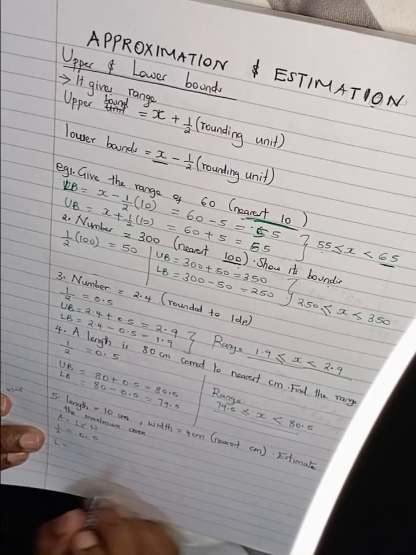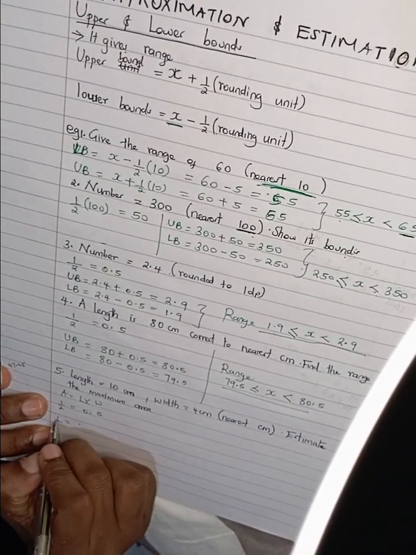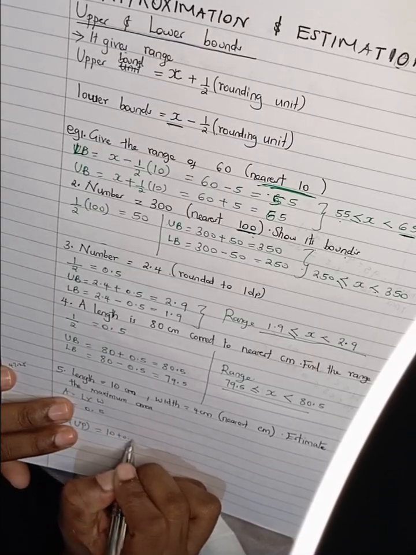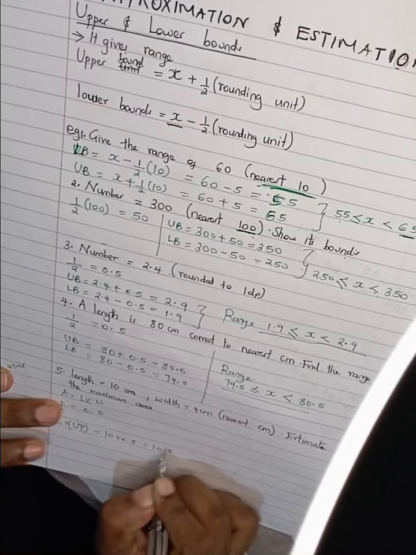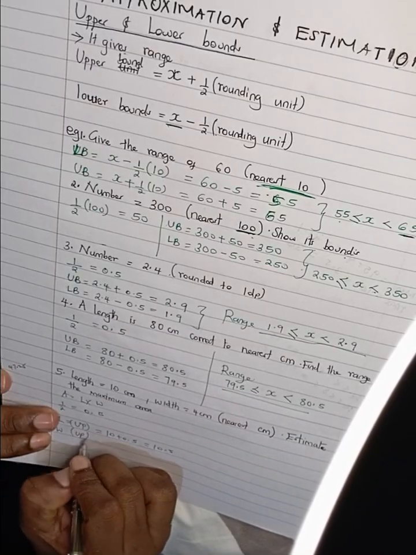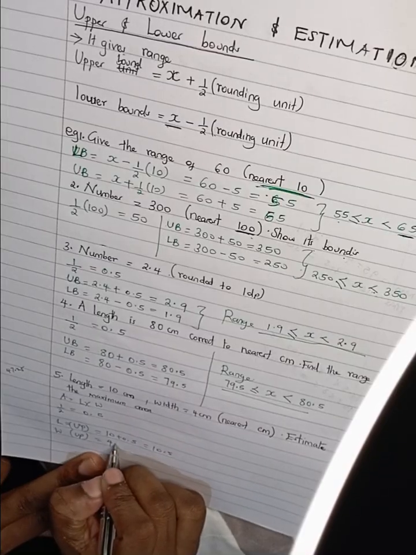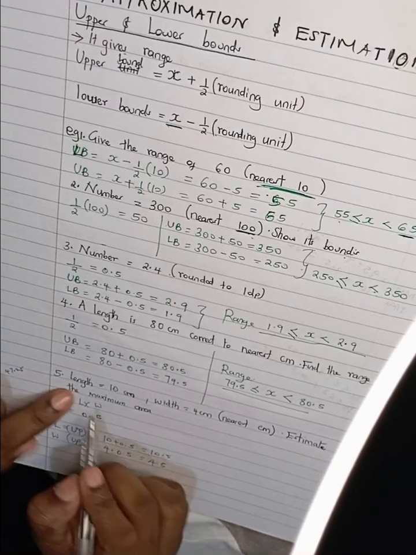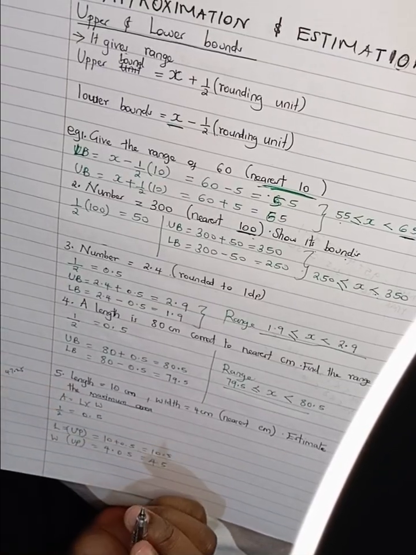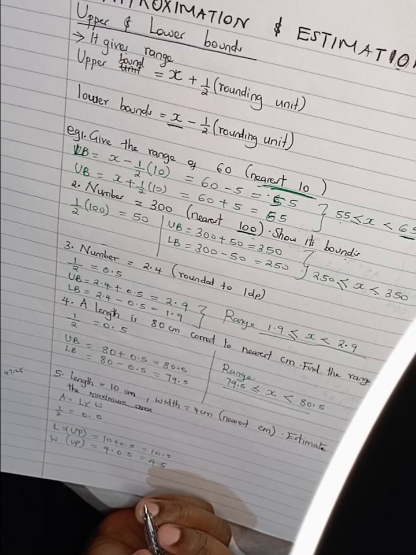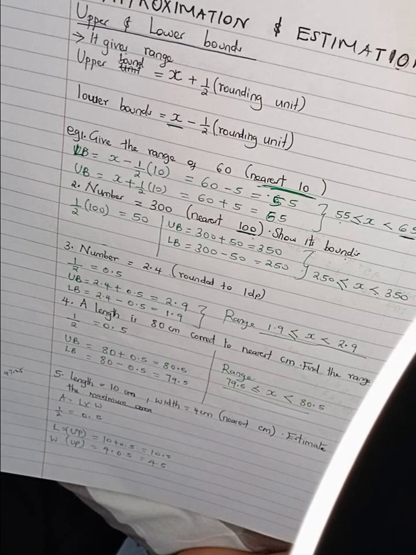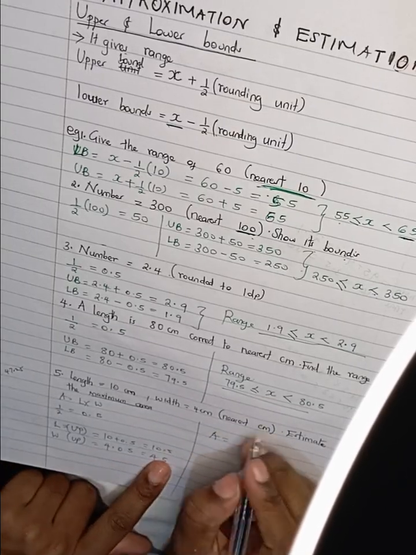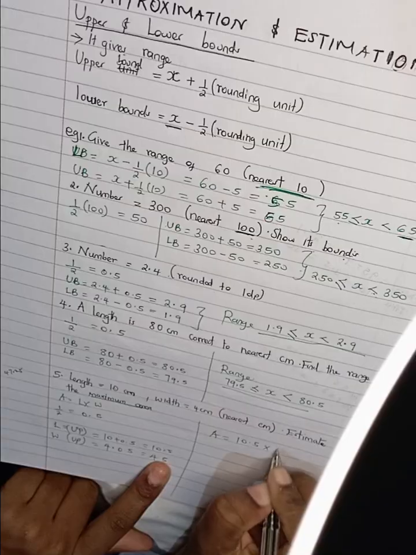Now the length's upper bound will be 10 plus 0.5, which equals 10.5, and the width's upper bound will be 4 plus 0.5, which equals 4.5. Since it is maximum area, we don't have to find the lower bounds. They don't matter in this question because you are not going to use them in any way. So we shall find the area as length times width, which will be 10.5 times 4.5.